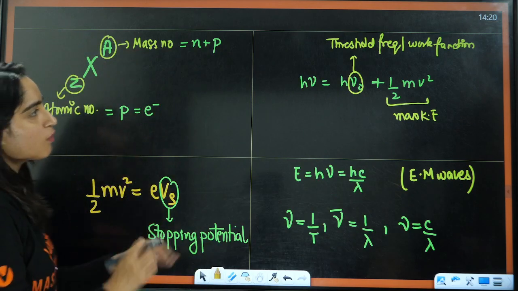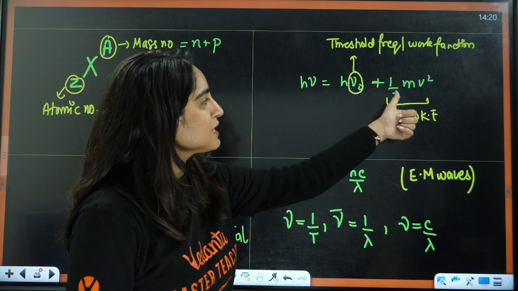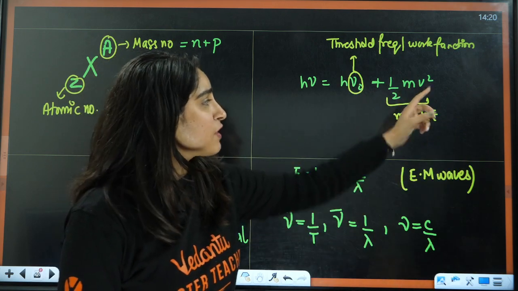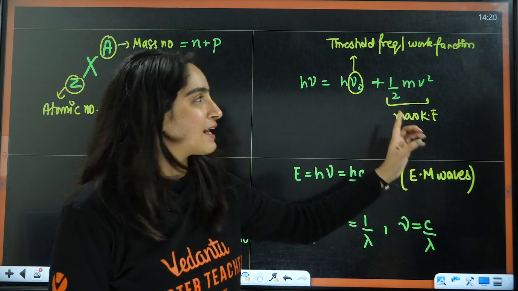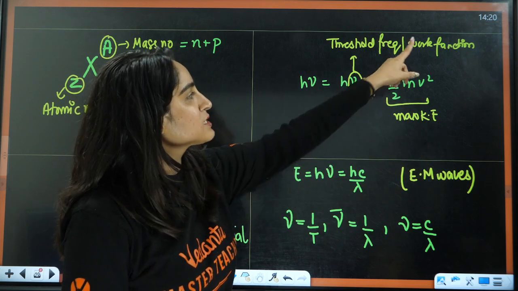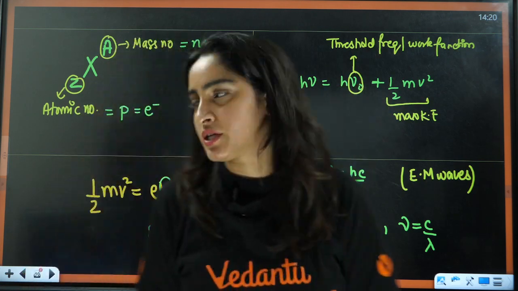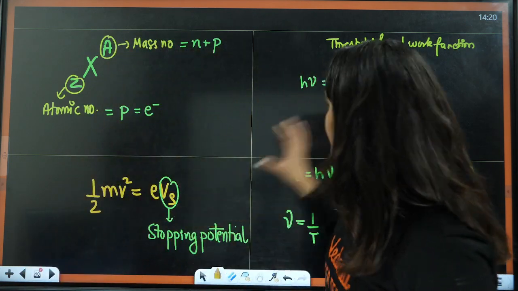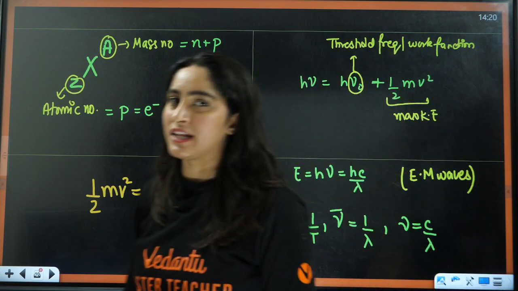After that you have this formula. This is the formula: hν = hν0 + ½mv², where ½mv², this is the photoelectric effect, right? ½mv² is the maximum kinetic energy, and hν0 is the work function, or threshold frequency. These can be directly asked in the question, right? And this is ½mv². This ½mv² is equal to eVs, where Vs is the stopping potential, right?